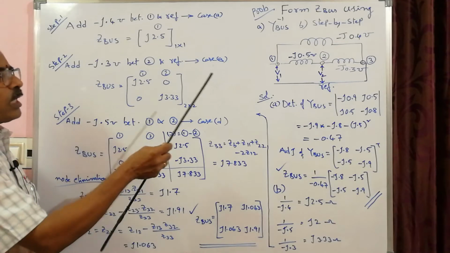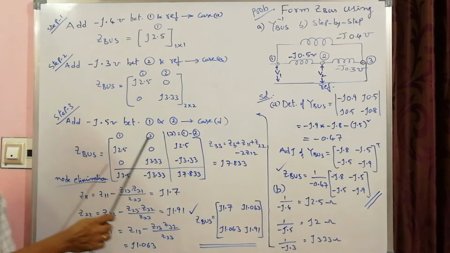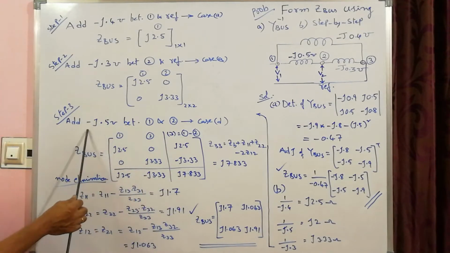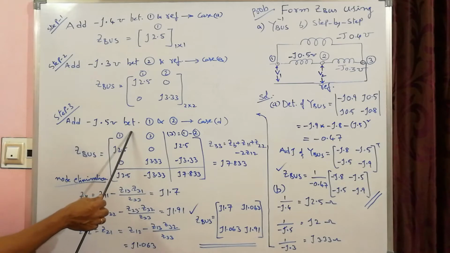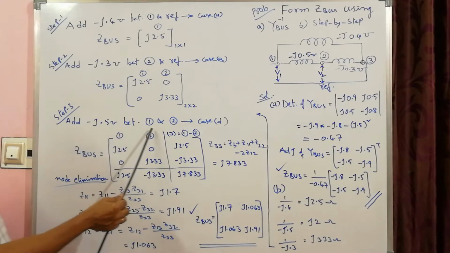Then the third element, which is the last element to be added, add minus J 0.5 mhos between 1 and 2.